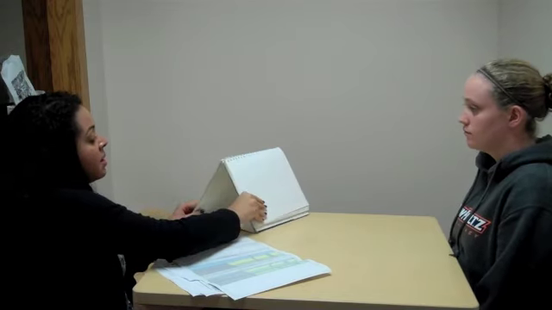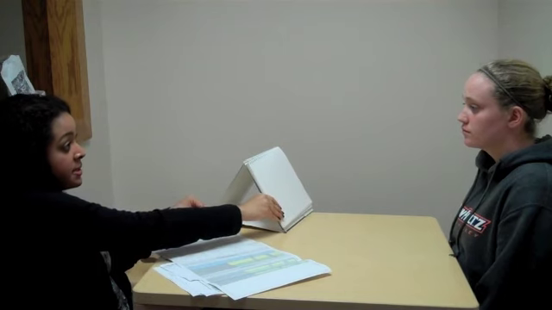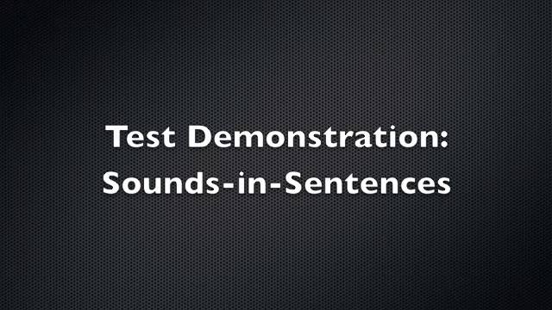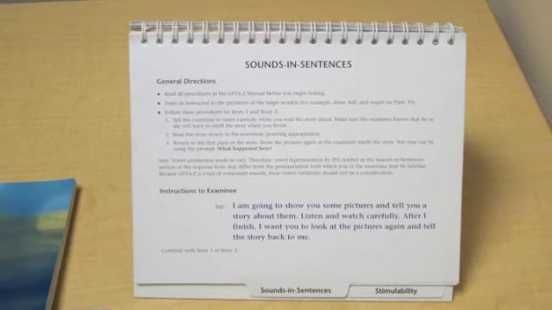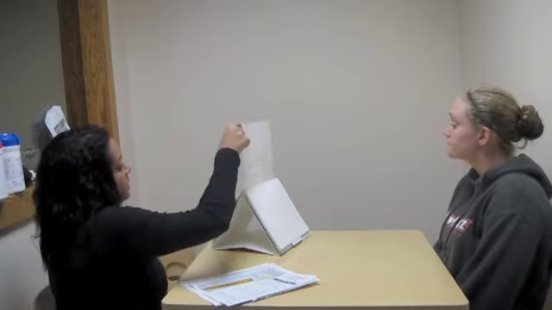Okay, so we ended that part of the test, and then we'll start sounds and sentences. Demonstration of sounds in sentences. The clinician will read the instructions at the bottom of the tabbed page to the examinee. The clinician has to make sure the examinee understands that he or she will have to retell the story once they are finished. The clinician will begin reading the story, pointing to the target words as instructed.